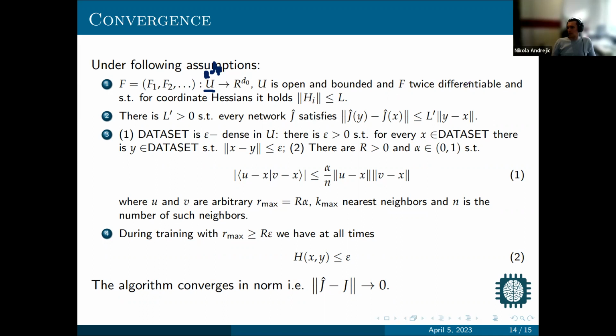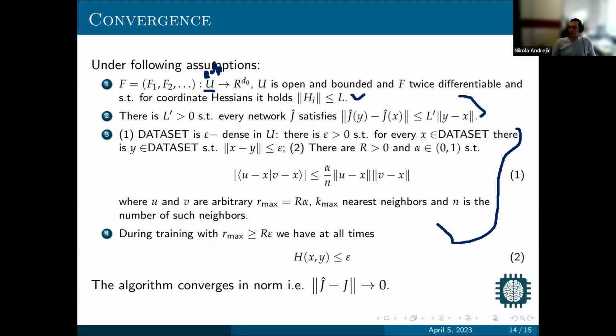and then f is twice differentiable, such that all of the coordinate Hessians, that is Hessians of the coordinate functions, are bounded above by some L. And then also there is some L prime such that every network satisfies this condition. These are basically Lipschitz conditions for f and J estimate. Then they have some complicated assumption here.